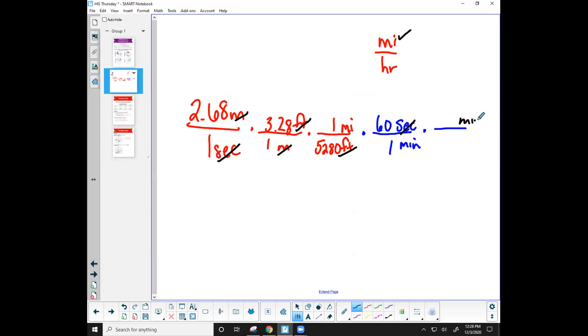I need to go minutes to hours. So how many minutes are in 1 hour? 60, right? Okay, so let's take care of multiplying everything in our numerator together. So I have 2.68 times 3.28 times 60 times 60.